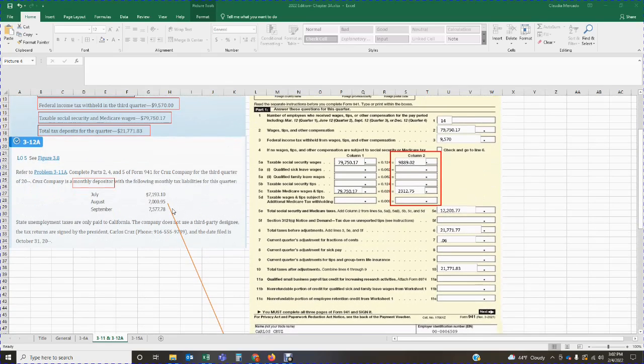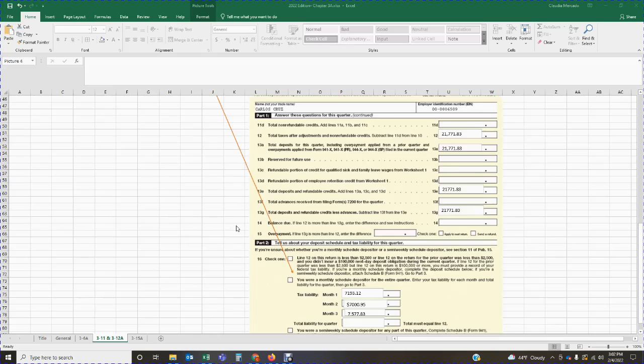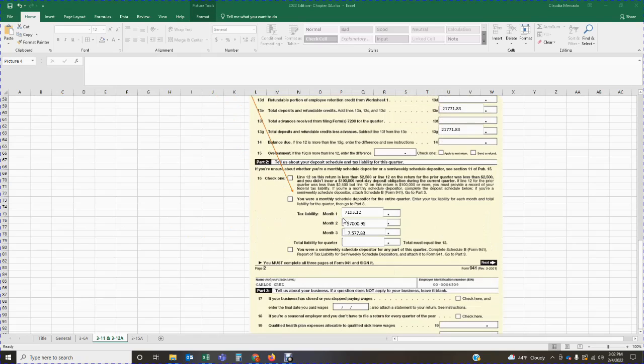7193.10, 7,095, and 7,577.78. 7193. Oh, that should be a 10. Okay, a 10. 7,000.95 and 7577.78. Okay, I was picking up the decimals from the wrong line item. So be very careful when you're transferring the information.